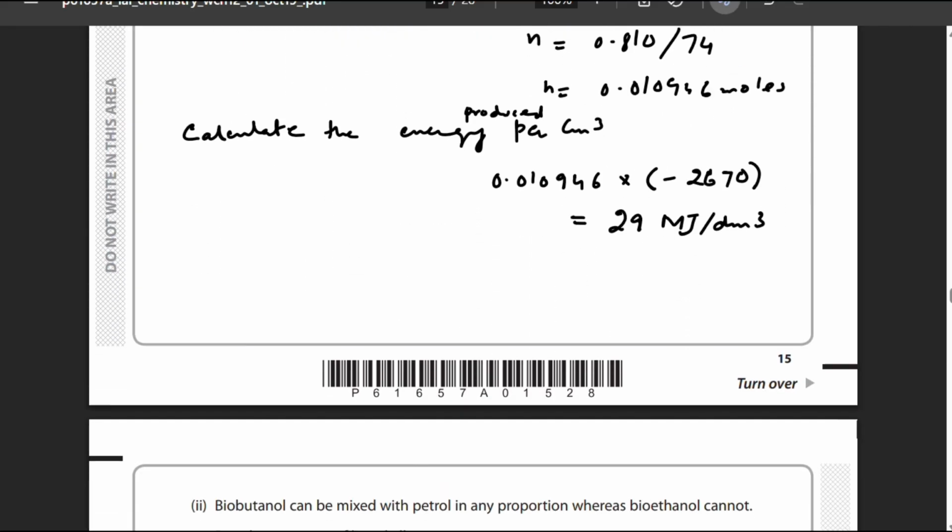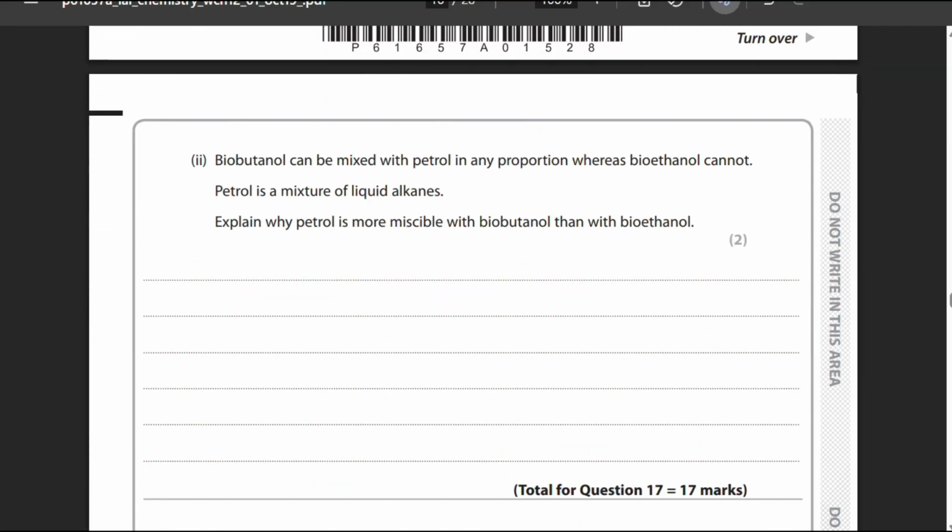Now move on to the next part of this question. Biobutanol can be mixed with petrol in any proportion, whereas bioethanol cannot. Petrol is a mixture of liquid alkanes. Explain why petrol is more miscible with biobutanol than with bioethanol. Biobutanol has a longer chain. It has more carbon, 4 carbons, whereas bioethanol has 2 carbons in the carbon chain.